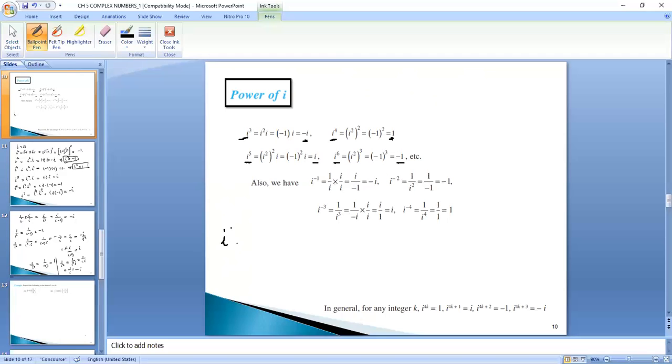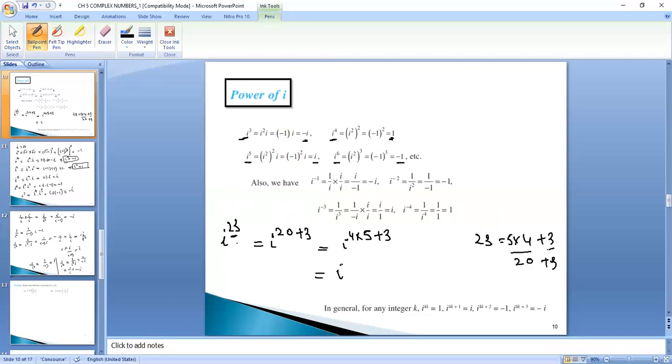Now I am taking a number, iota raised to power 23. How to find the value of iota raised to power 23? I will simplify on the factor 4. So 23, I can write it as 5 into 4 plus 3. 5 fours are 20 plus 3, which is 23. I'll be writing it as iota raised to power 20 plus 3, which I can write as 4 into 5 plus 3.